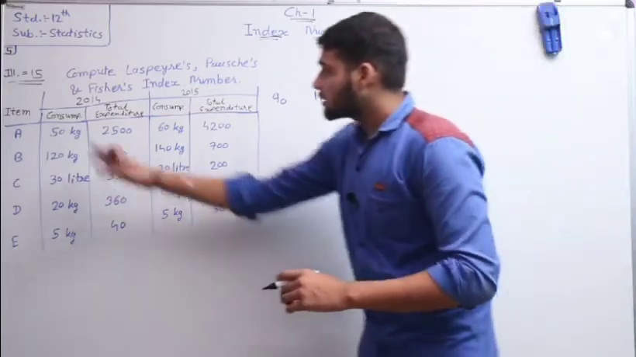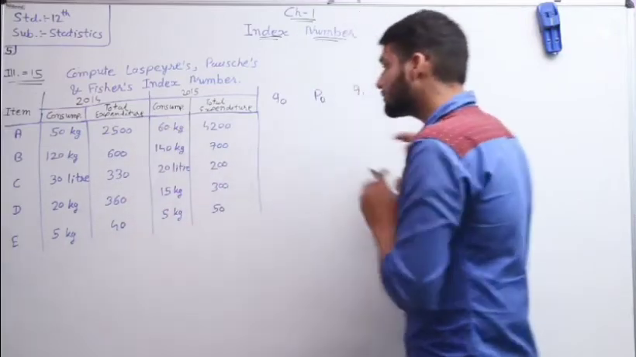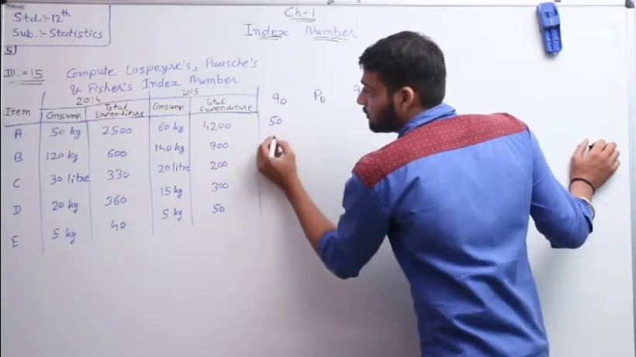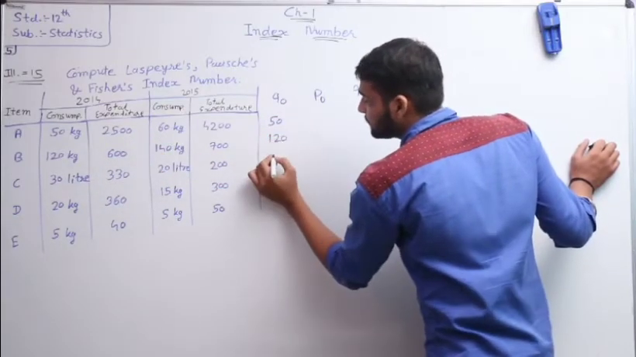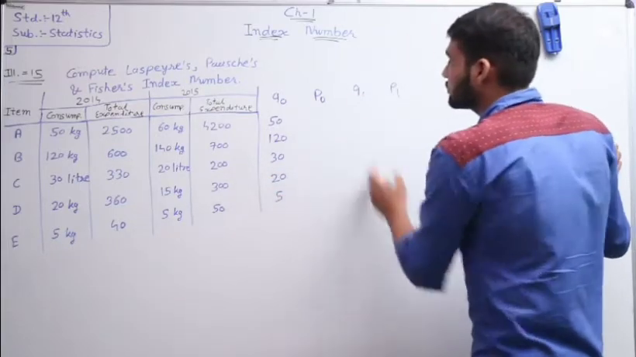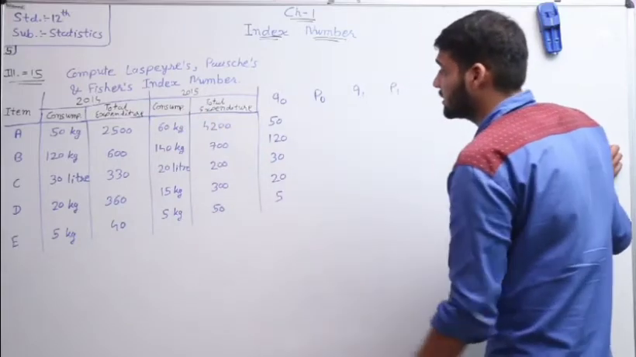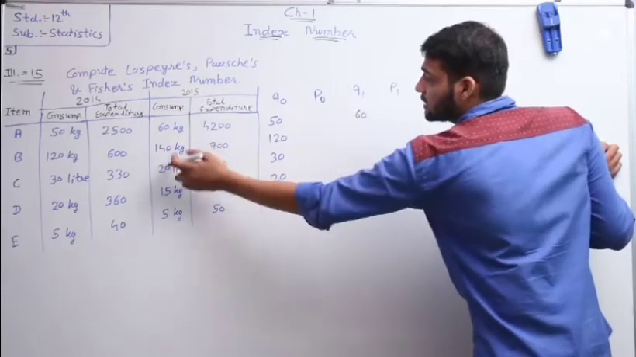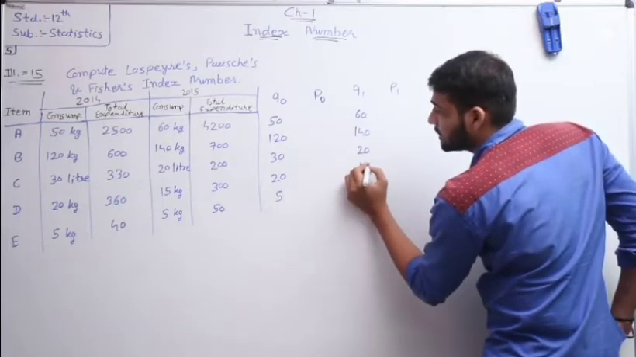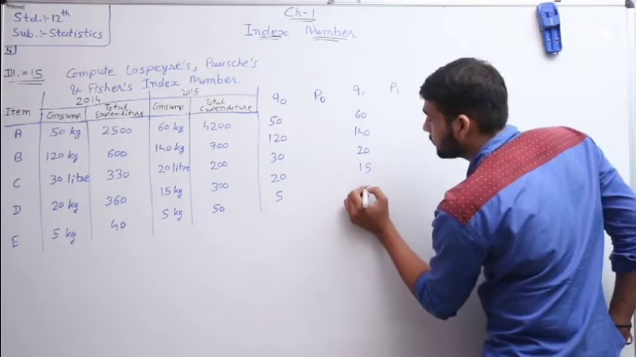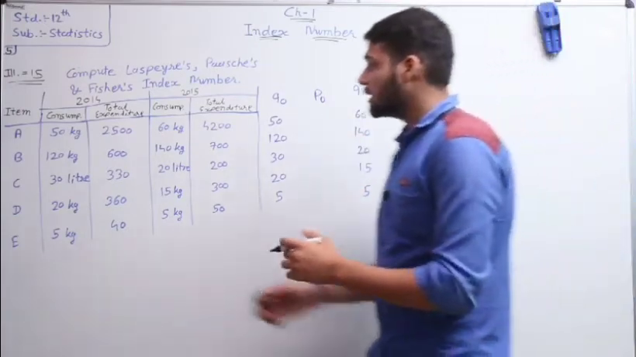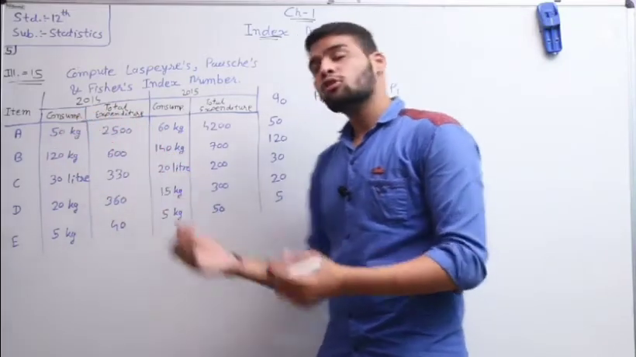So first of all, the consumption quantity columns are as they are, we put them in this table. So first 50, 50, then 120, 30, 25. Okay, as it is. Then quantity for the current year: 60, then 140, then 20, then 15, and again 5. Now how to find the price column? Again the same formula, total expenditure divided by quantity.